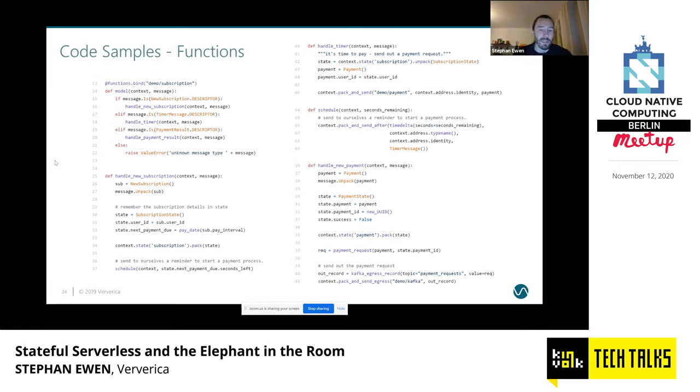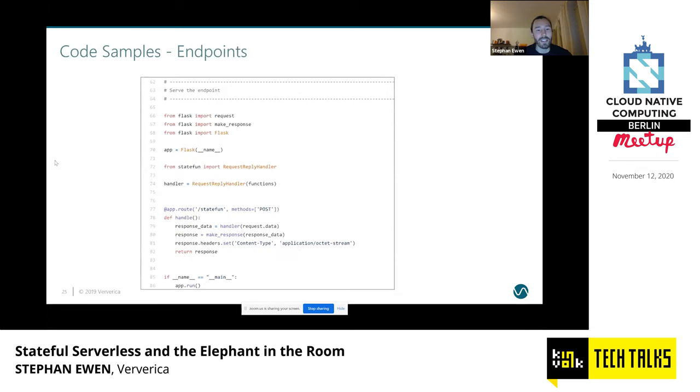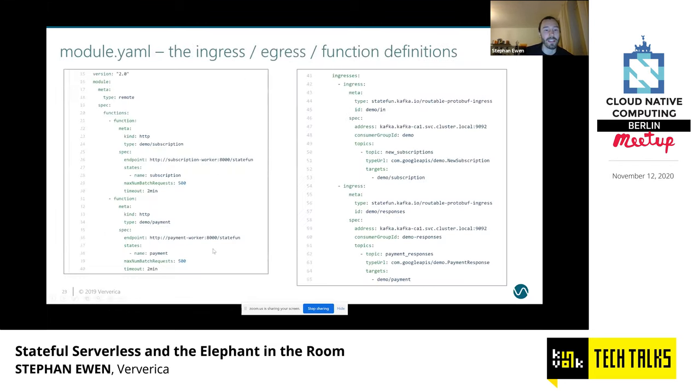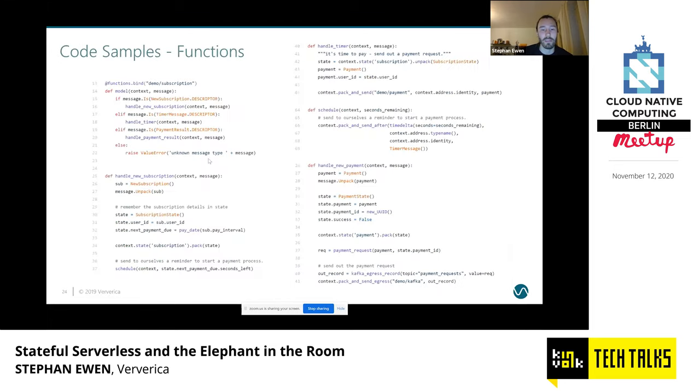So this is really the application code. There's a little bit of plumbing around it. If you want to run this behind an HTTP endpoint, pick your favorite HTTP server. We're using Flask here. Import the request reply handler, and then basically bring the whole thing up to run behind some port. Make sure it's the same one that you defined in the module definition here. And yeah, create your Kubernetes service to point to that deployment, and you can pretty much run it.